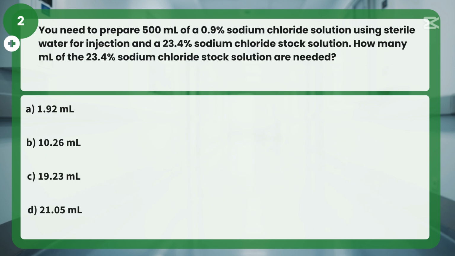Question 2. You need to prepare 500 milliliters of a 0.9% sodium chloride solution using sterile water for injection and a 23.4% sodium chloride stock solution. How many ml of the 23.4% sodium chloride stock solution are needed? A. 1.92 milliliters. B. 10.26 milliliters. C. 19.23 milliliters. D. 21.05 milliliters.